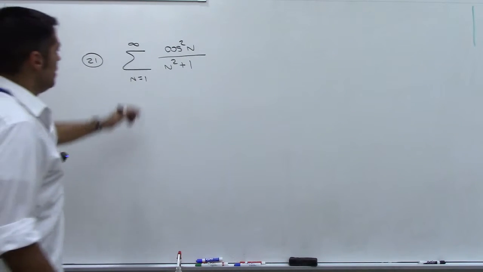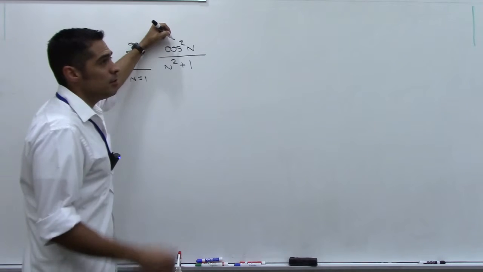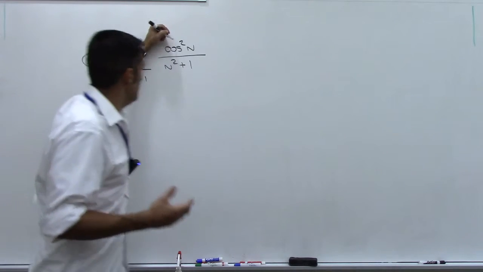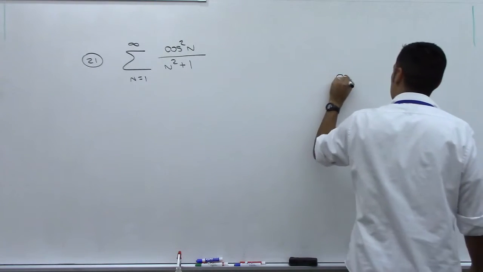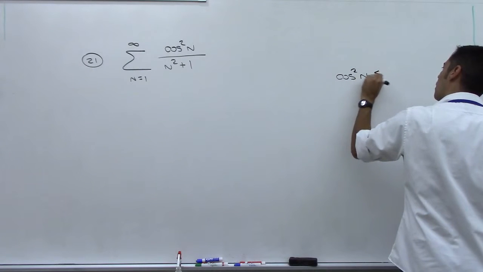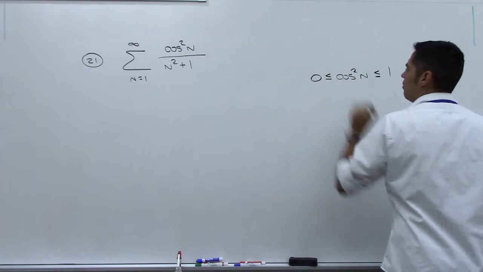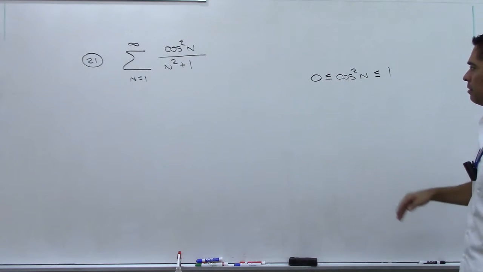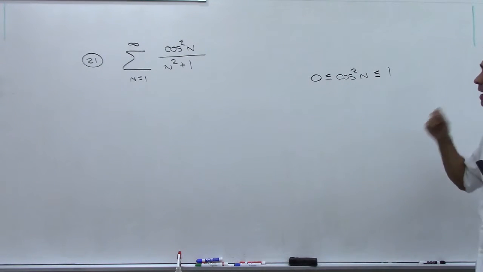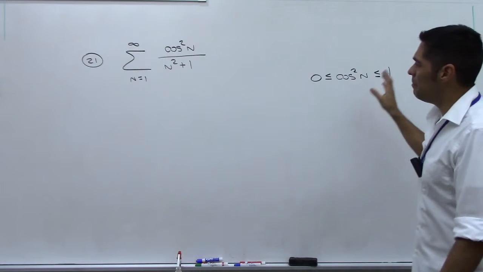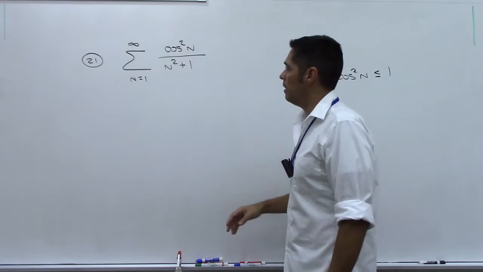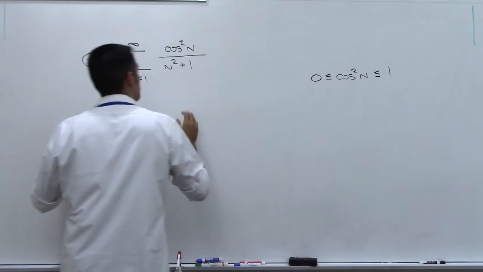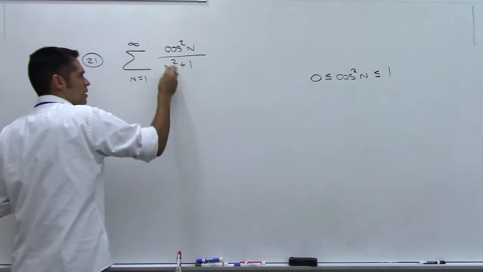I noticed that my cosine squared n, I know that has always got to be between 1 and 0, right? Cosine is always between -1 and 1, but if you square it, it's got to be positive or it could be 0. So I know that. So the top is really like, you could look at it when you're trying to compare it to something. Maybe this is something like a 1 over n squared plus 1.